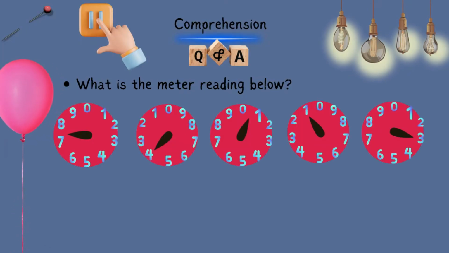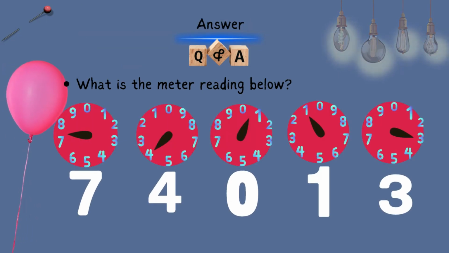Comprehension. What is the meter reading below? You may pause the video to answer these questions. Congratulations, the meter reading below is 74013. Very good.